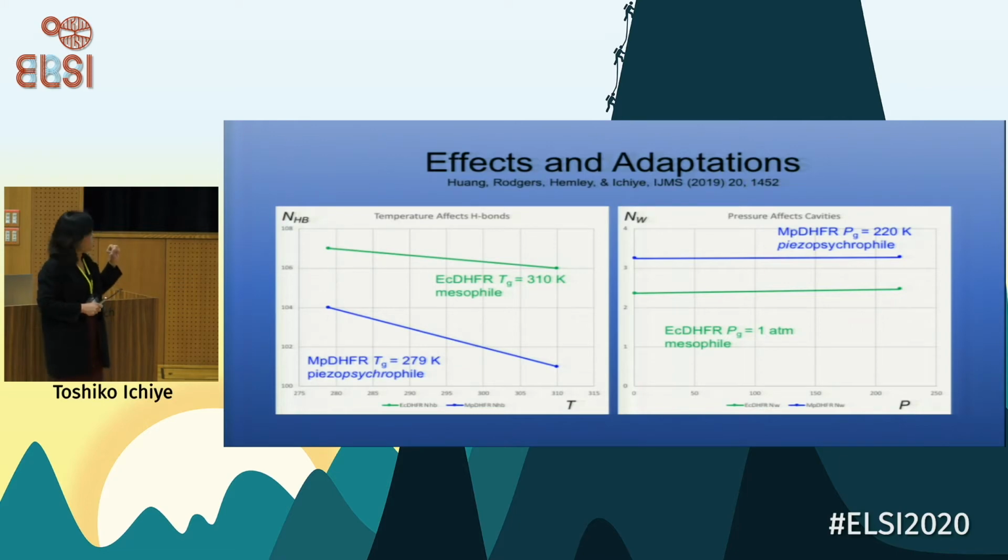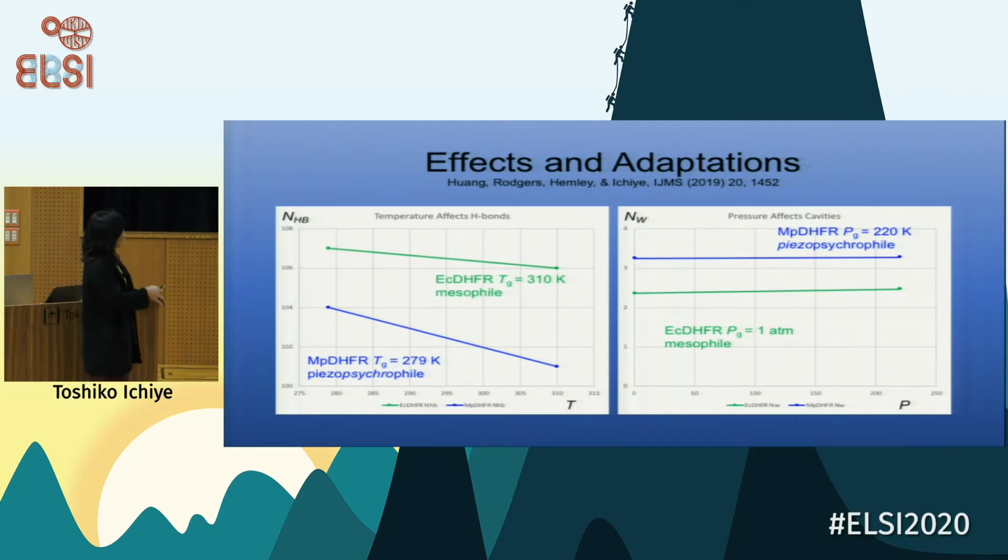So this sort of summarizes some things that we have found out about effects of temperature and pressure and some of the adaptations to temperatures and pressure. So one of the things is that temperature affects hydrogen bonds. As you increase the temperature, and this is the number of hydrogen bonds for this particular protein, DHFR, between 100 and 108, the number of hydrogen bonds goes down, which you can imagine, you have thermal energy to break the bonds.